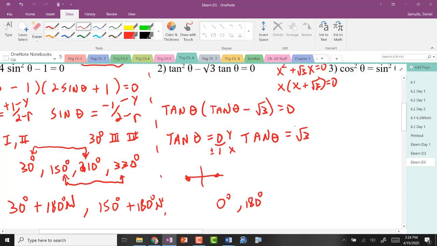And then where is tangent positive? That's quadrants. I'll use the same coordinate plane to kind of use this. This is y over x. There we go. Y and x is 1 and root 3. R has to be 2. This is a 30, 60, 90, where it's a 60 that I'm looking for a reference angle. That's 60 and that's 60.